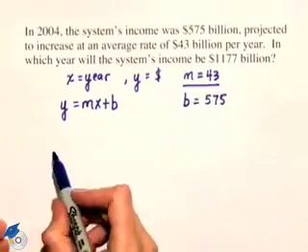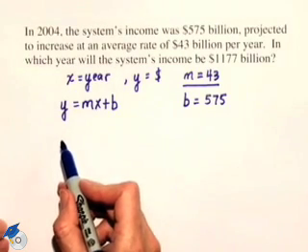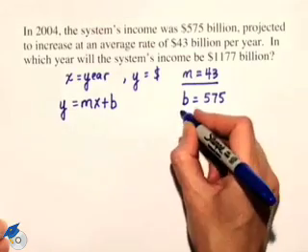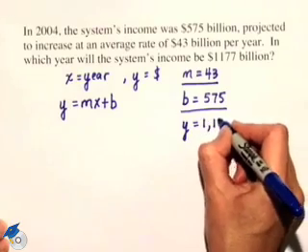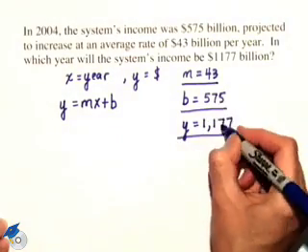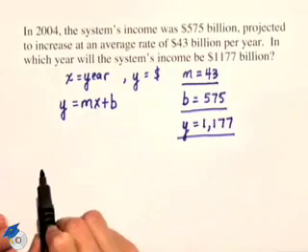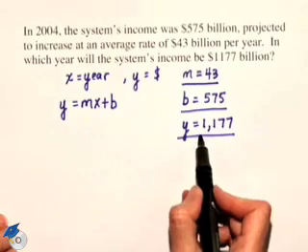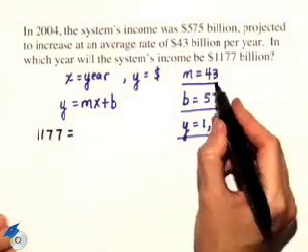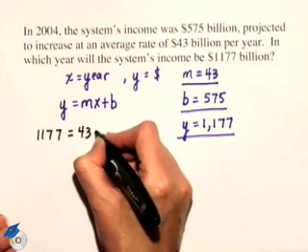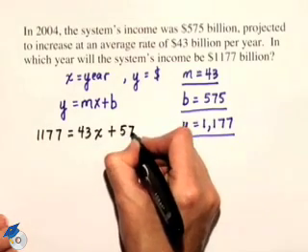So, the question is, in which year will the system's income be $1,177 billion? Well, that's y, the income. So we know b, and we want to know the year when y is 1,177. So we have these three values we can replace in our formula, and we can solve for x, the year. So let's substitute in for y: 1,177 equals our slope, which is 43, times x, which is what we're trying to find, plus b, which is 575.